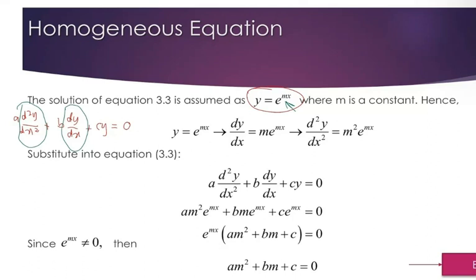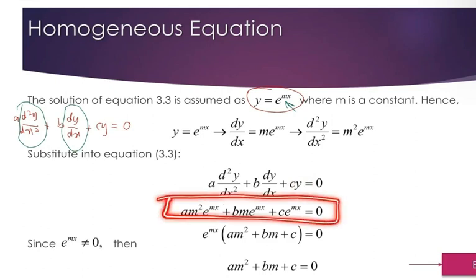Now we substitute dy dx and d squared y over dx squared back into the original equation. So we have a times m squared e to the power mx, plus b times m e to the power mx, plus c times y, which is e to the power mx. Now you get this equation.